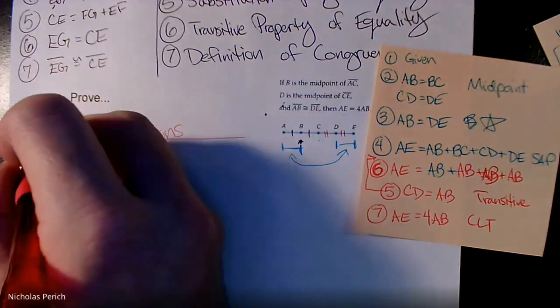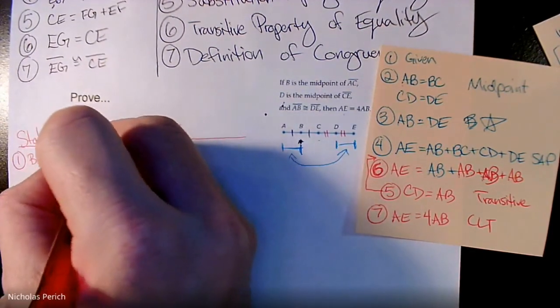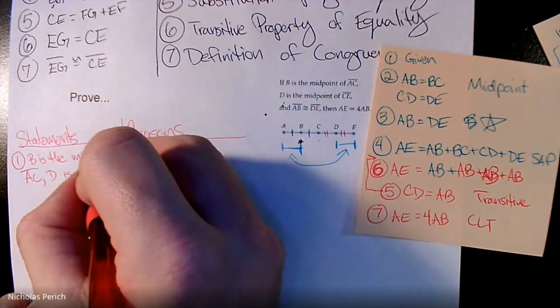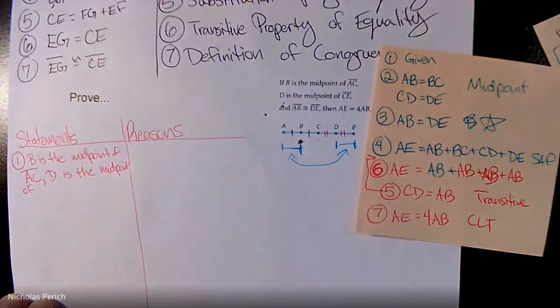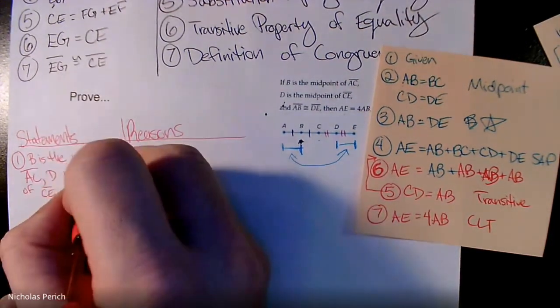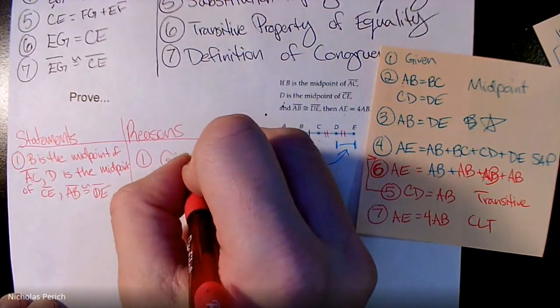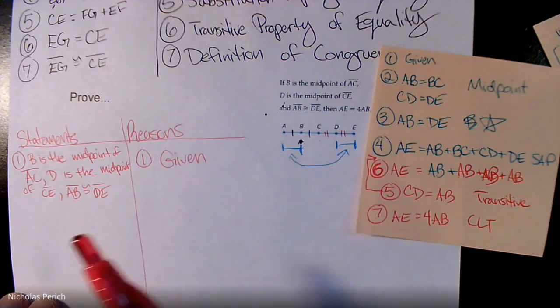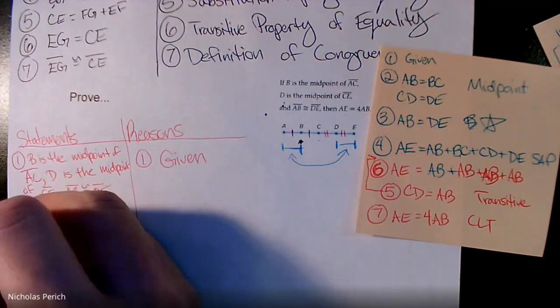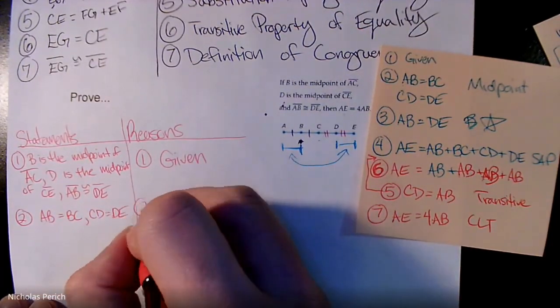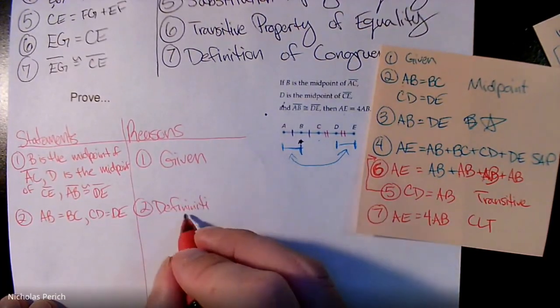My given is B is the midpoint of AC, D is the midpoint of CE, and AB is congruent to DE. That's my given. Since B is the midpoint of AC and D is the midpoint of CE, I can split AC and CE in half. That's what allowed me to say AB equals BC and CD equals DE. Definition of midpoint.